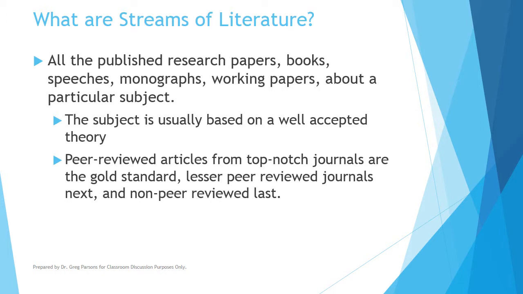The stream of literature is made up, as I said, of published material. The best published material comes from top-notch journals. Those are the gold standard. When we move down the ladder in terms of peer-reviewed journals, the less popular ones, the less rigorous ones, they're part of the review, they're part of the literature, but they're not quite the same standard as the others. And when we move into non-peer-reviewed, those are considered not as important. You may get some good ideas, but when you start writing a literature review, 85 to 90% of what you're writing will come from peer-reviewed journals.